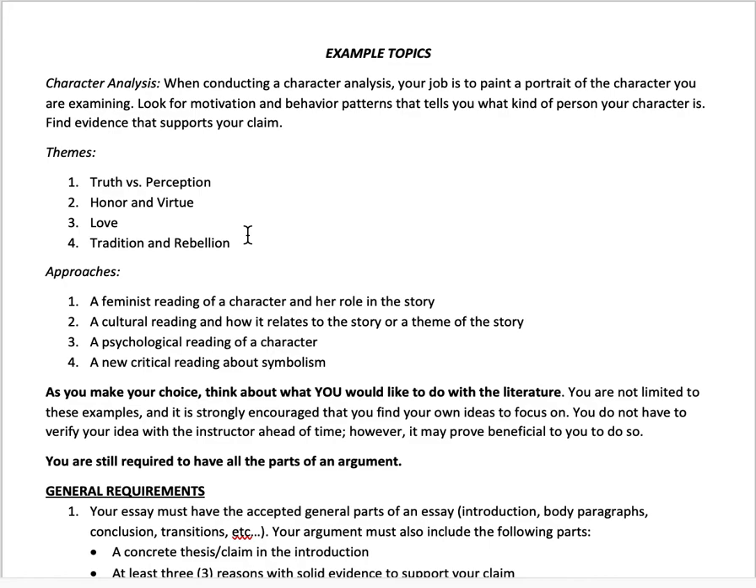or whatever it might be. You could do a new critical reading. You could talk about symbolism. So why is the symbol of, say, I don't know, a kimono or a sword or something very important in the story? And then make sure that you're, again, pulling in those quotes that show that.